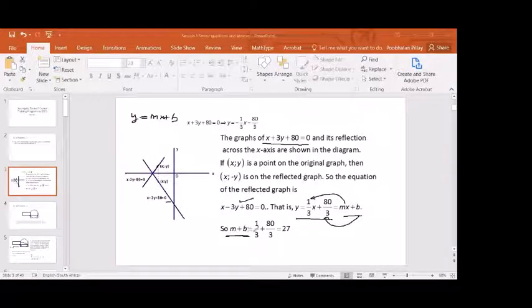That was the question, right? If you go back to the question, that is the question. So you know what m is, what b is, substitute, and the answer is 27.